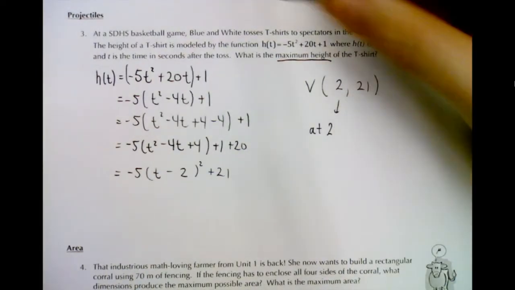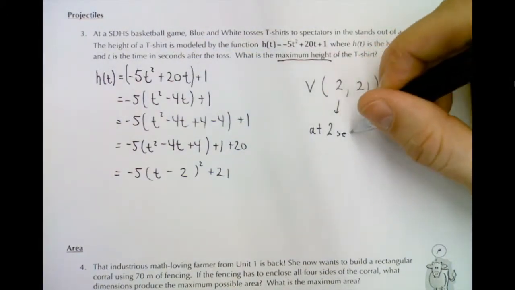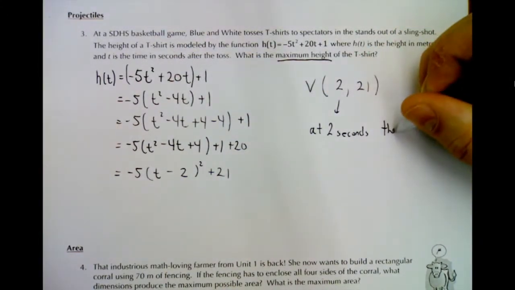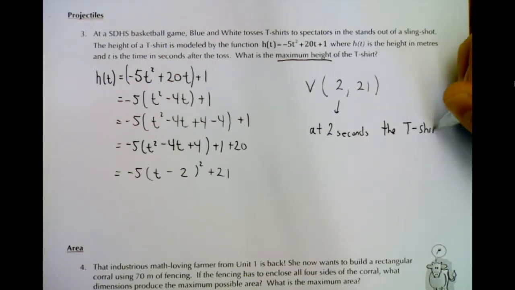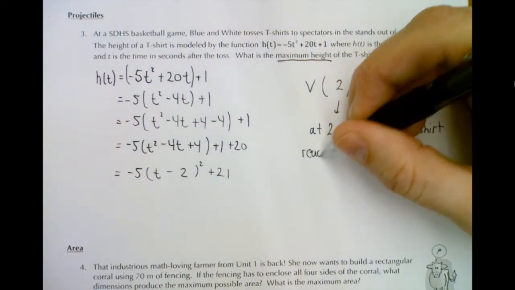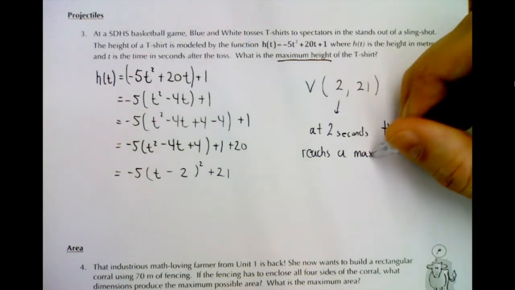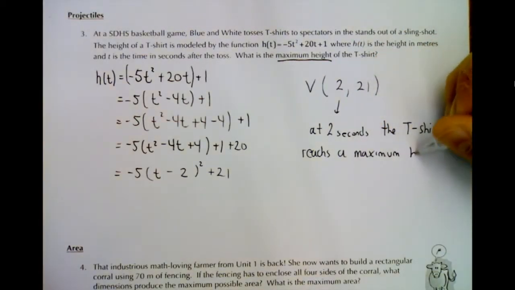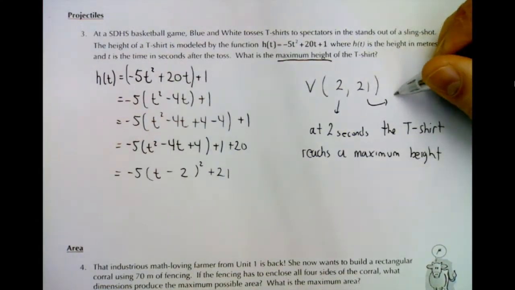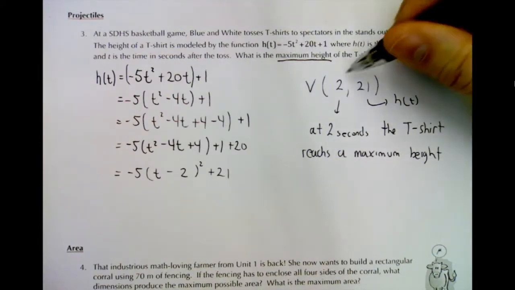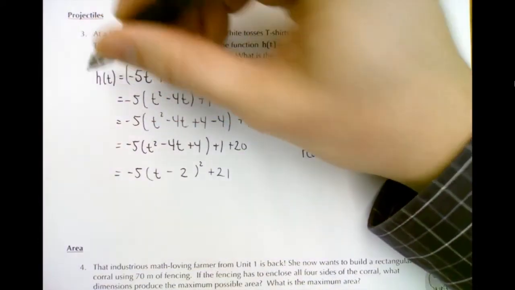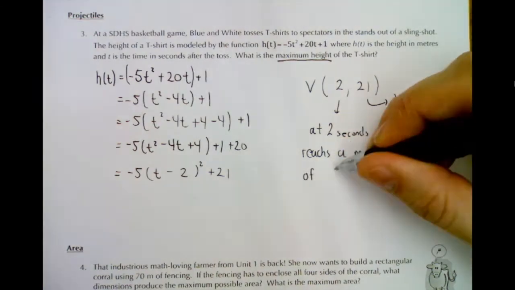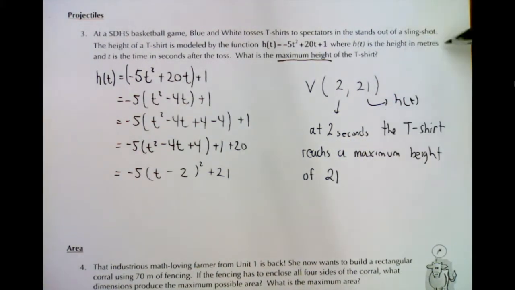At 2 seconds, the t-shirt reaches a maximum height, and we know its height because in the spot of y, x and y of the vertex, the spot of y is h of t. That maximum height is 21, and h is in meters, 21 meters. That's how we can take our vertex and turn it into an expression.